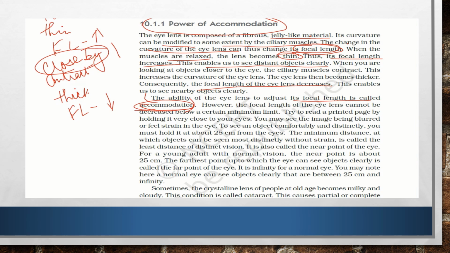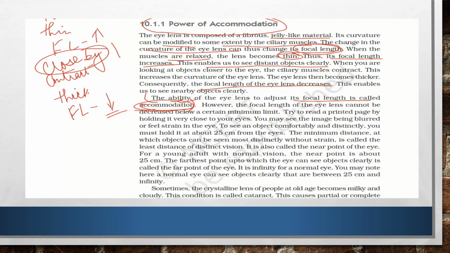First we have understood what accommodation is, that is, the ciliary muscles are contracting and relaxing, which in turn increases the focal length in the first case to see distant objects, and decreases the focal length in the second case to see nearby objects. And the ability of the eye lens to adjust the focal length is called accommodation.